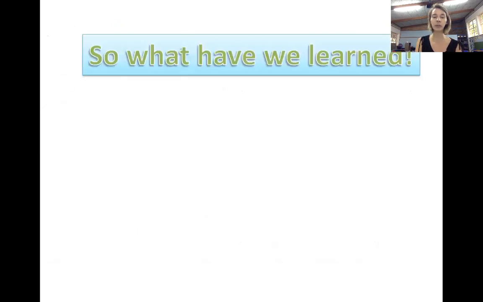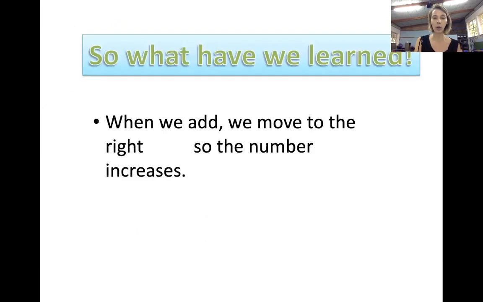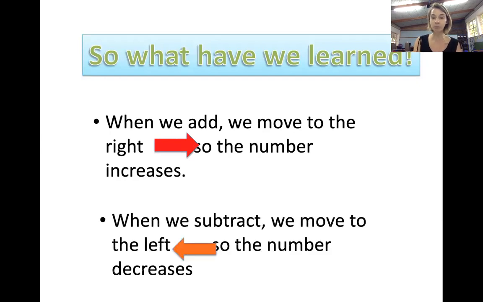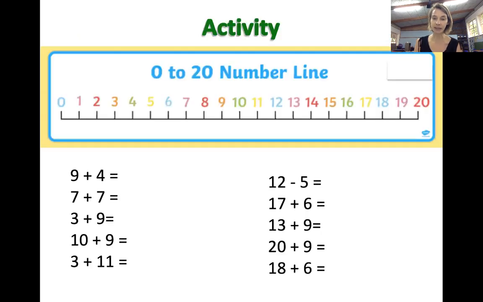Okay, so what have we learned? Well, when we add, we move to the right so that the number increases. Remember, increases, it gets bigger. When we subtract, we move to the left so that the number decreases. It gets smaller. Okay, I have a little activity for you.